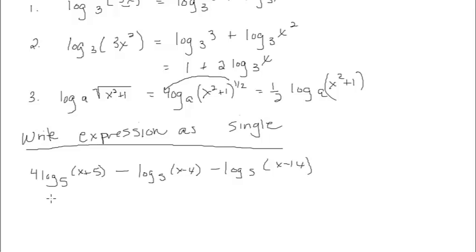Alright, so first thing you need to do is, since I do have a coefficient and I'm going the other way, I'm going to take that back up and make it an exponent. So this is log base 5 of x plus 5 to the 4th power. And now these two logarithms are being subtracted from this one. So I will divide. So this will be divided by x minus 4.